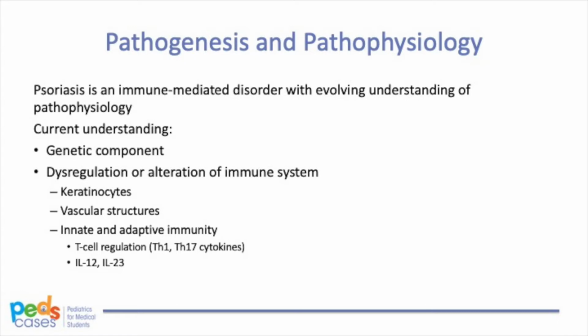As mentioned earlier, there is a genetic component, and certain genes increase the chances of acquiring psoriasis. Clinical manifestations of psoriasis are thought to be multifactorial, caused by the dysregulation or alteration in the functioning of many body systems, including keratinocytes, vascular structures, and components in the innate and adaptive immunity. T-cell regulation is notably impaired, with Th1 and Th17 cytokines predominating. This is in contrast to atopic dermatitis, which is a largely Th2-mediated process. IL-12 and IL-23 are also important inflammatory mediators involved in psoriasis.